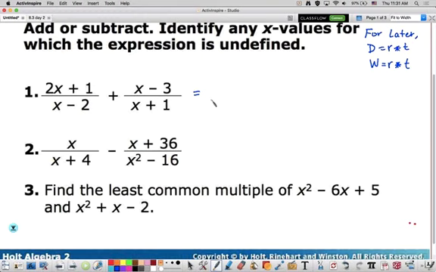The least common multiple for the bottom, or the least common denominator, is x minus 2 times x plus 1. So that's what you need for both of them. That means 2x plus 1 has to be multiplied by x plus 1, and x minus 3 has to be multiplied by x minus 2, all over the least common denominator of x minus 2 times x plus 1. Multiply out and then combine like terms.